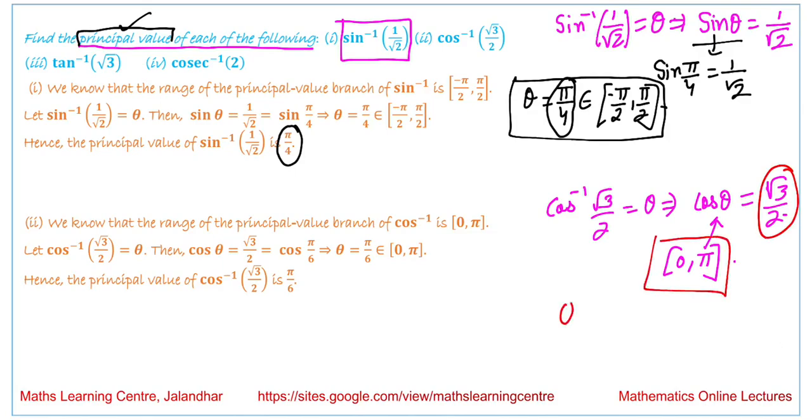So the principal value we obtain, the value of theta we obtain, is pi by 6. So we are writing that cos inverse of square root 3 by 2 is pi by 6, and this is basically the principal branch or principal value we are talking about.